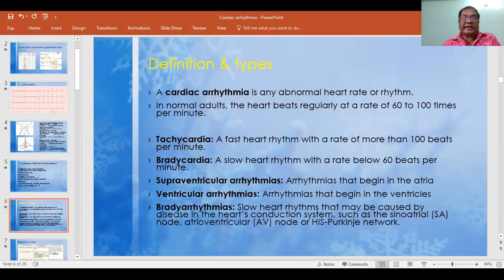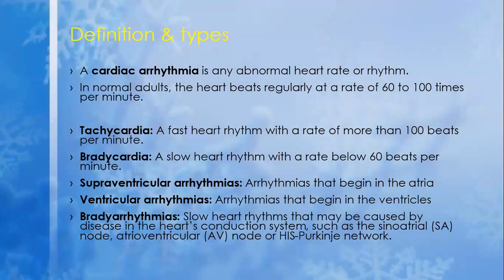Now, what is cardiac arrhythmia? A cardiac arrhythmia is any abnormal heart rate or rhythm. In a normal adult, the heart beats regularly at 60 to 100 beats per minute. Tachycardia: a fast heart rhythm with a rate of more than 100 beats per minute is called tachycardia. And bradycardia: a slow heart rate below 60 beats per minute is called bradycardia.